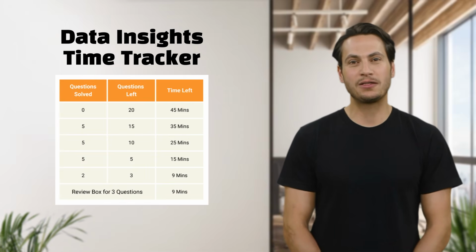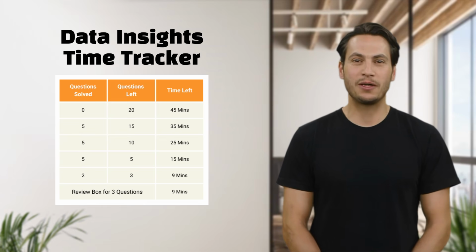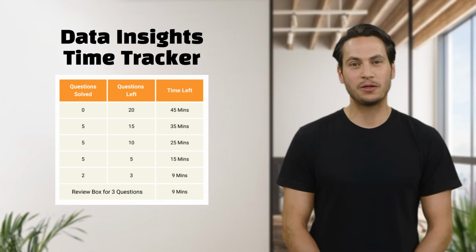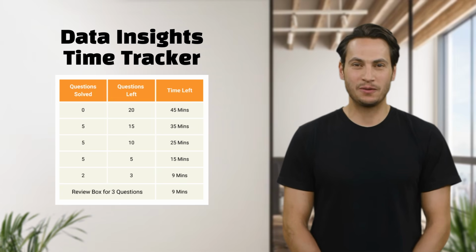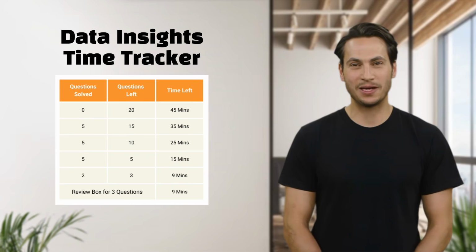For Data Insights, the time tracker grid remains the same, but you have 2 different ways to decide which 3 questions to hold for review. The right choice depends on your past performance. Number 1, you can save to review an entire MSR question, that is, guess all 3 questions and return to it later with 8-10 minutes in hand.